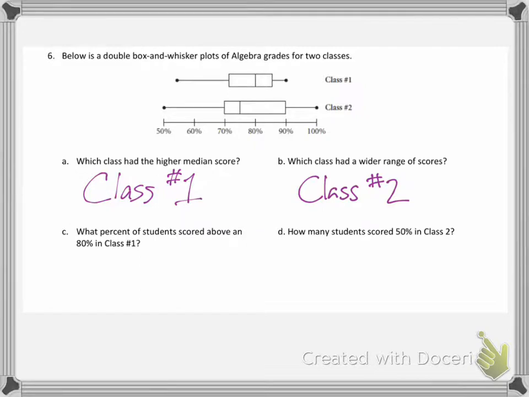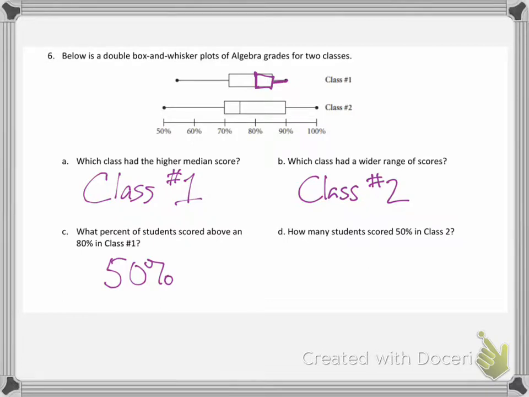Question C, what percent of students scored above an 80% in class number 1? So again, here's 80%. Percent of students that scored above an 80: one piece, two pieces of the box and whisker are above 80. So if I have two pieces, that would be 25% each. That's a total of 50%. And since it's just asking for the percent of students, that's all I have to do.